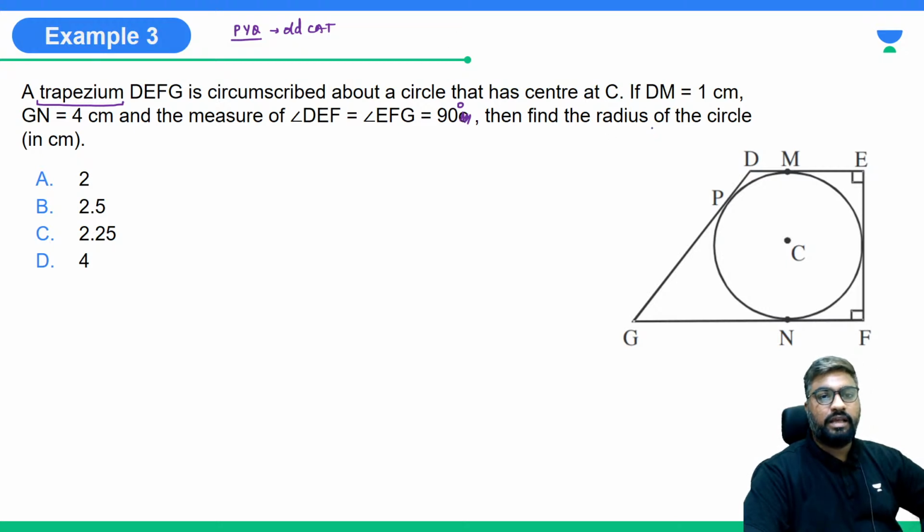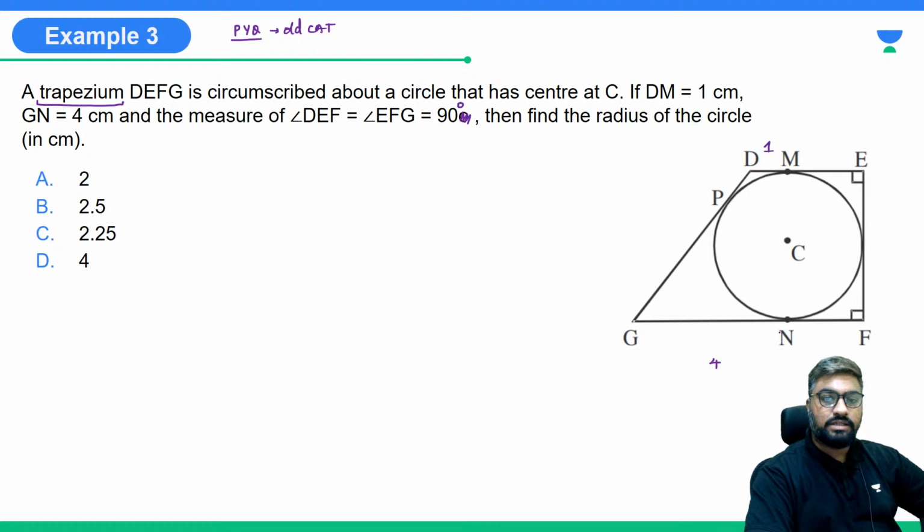Let's label the terms. DM is 1 centimeter, GN is 4 centimeters, and these two angles are 90 degrees. Yes, we need to find out the radius of this particular side circle. So without doing much, we can't answer this.